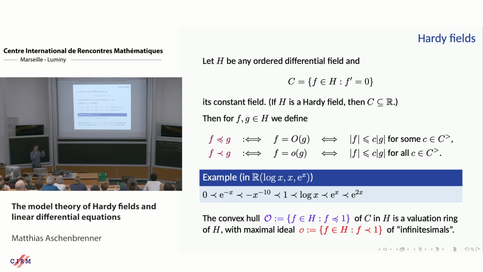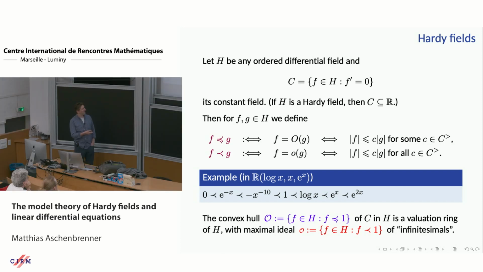Now, for this audience, I don't really need to say this, but it's clear that this is closely connected to valuation theory, because if you look at all those elements which are bounded by 1 in this dominance relation, then this is nothing but the convex hull of the constant field C in H, and this is a valuation ring, as it turns out, and its maximal ideal is precisely those elements which are little o of 1, right? So I write the maximal ideal not with m, but with little o.